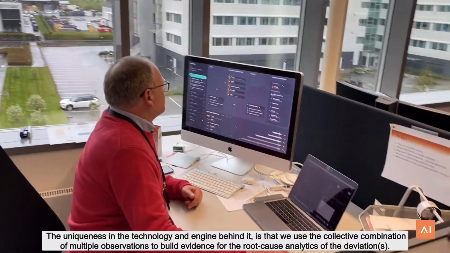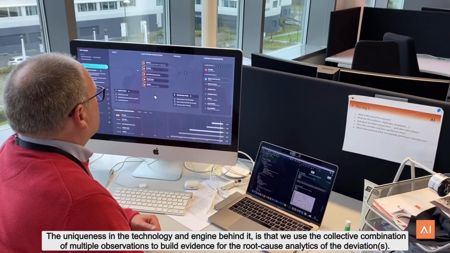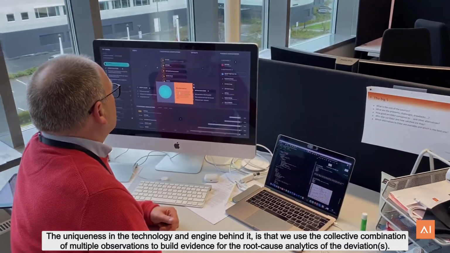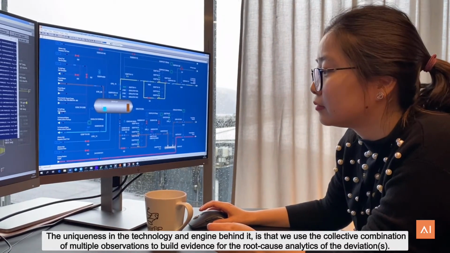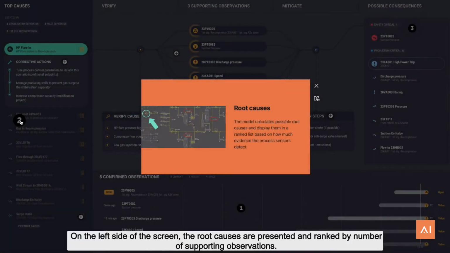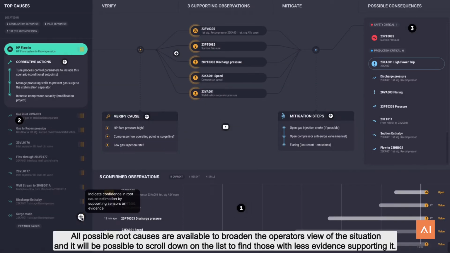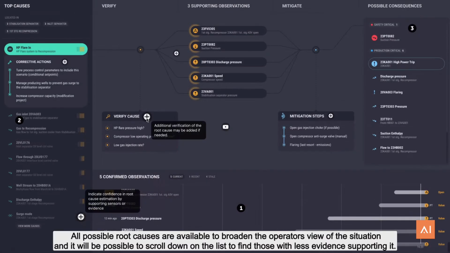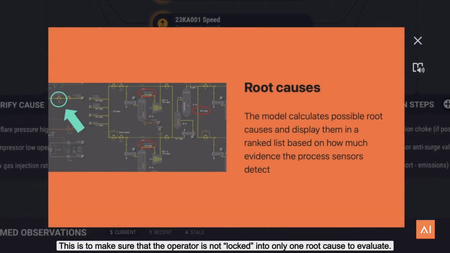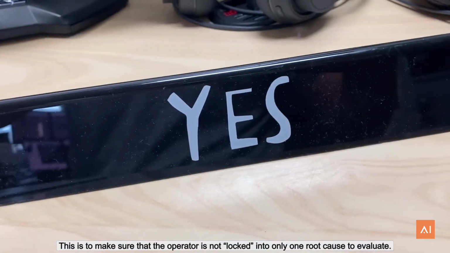The uniqueness in the technology and engine behind it is that we use the collective combination of multiple observations to build evidence for the root cause analytics of the deviation. On the left side of the screen, the root causes are presented and ranked by a number of supporting observations. All possible root causes are available to broaden the operator's view of the situation, and it will be possible to scroll down on the list to find those with less evidence supporting it. This is to make sure that the operator is not locked into only one root cause to evaluate.